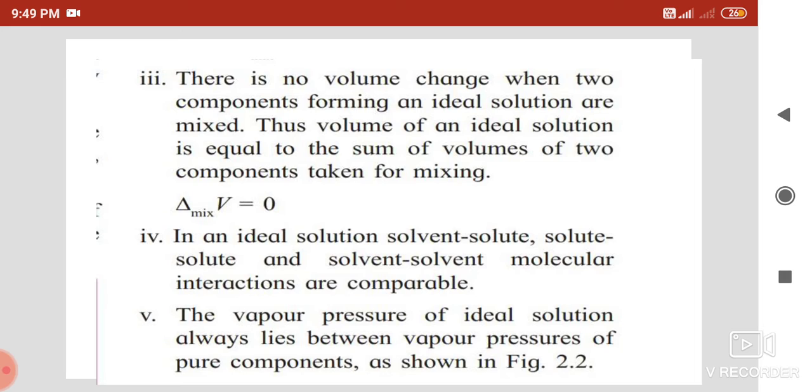In the case of an ideal solution, solute-solvent, solute-solute and solvent-solvent molecular interactions are comparable. The vapor pressure of an ideal solution always lies between the vapor pressures of the pure components.